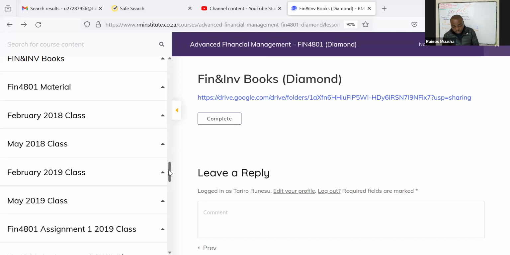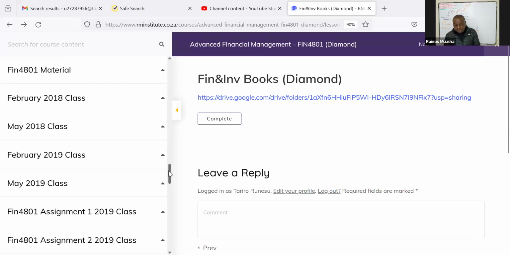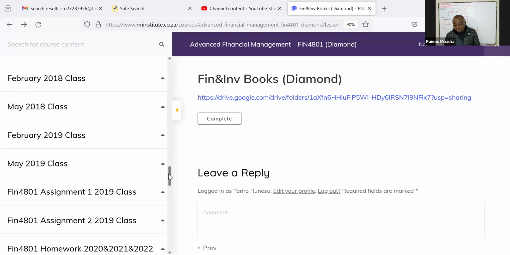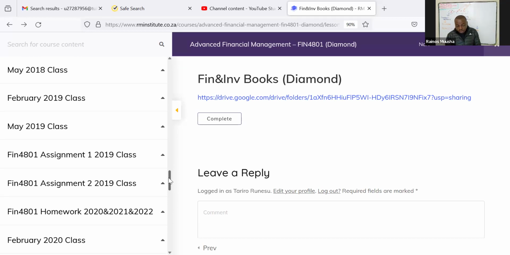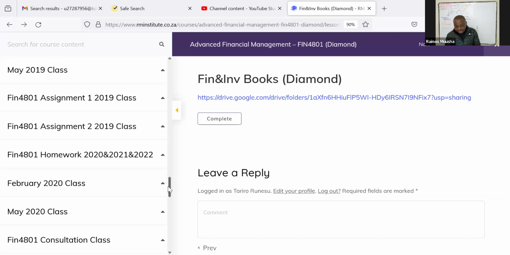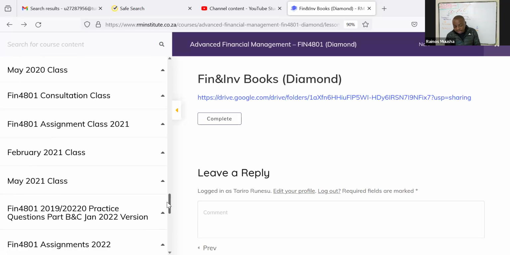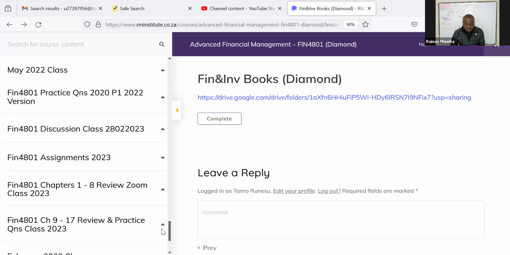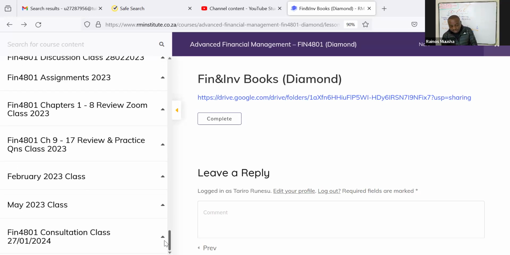Then after that, you are now going to be able to access the videos, and the videos that we have available are the videos going through the 2018 paper, and then the 2019 papers and assignments, and then the 2020 papers and assignments, 2021 papers and assignments, and then the 2022 papers and assignments, as well as the 2023 papers and assignments as well. The videos are there, and you're going to be able to access these videos.